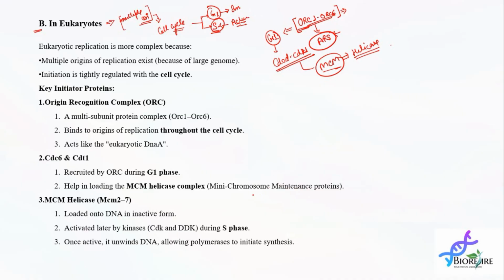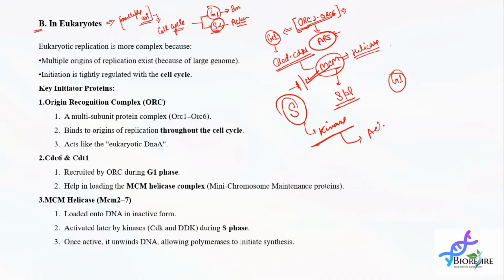MCM means mini chromosomal maintenance protein. Okay, in G1 phase this MCM is in an inactive form. Whenever the cell goes to the S phase, then kinases, CDK and DDK, will bind. In G1 phase this complex is inactive, but in S phase some kinase proteins will bind and convert it into the active form. Okay, and in S phase the initiation process will start.